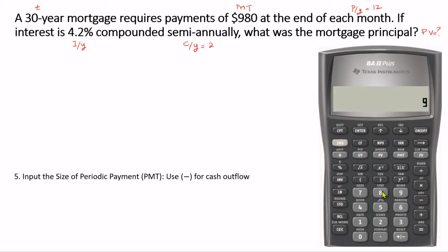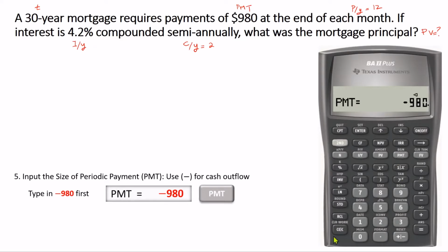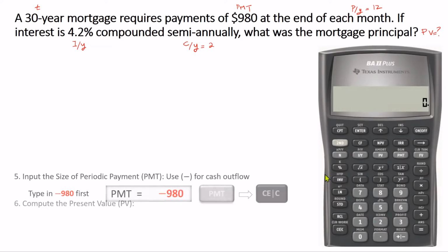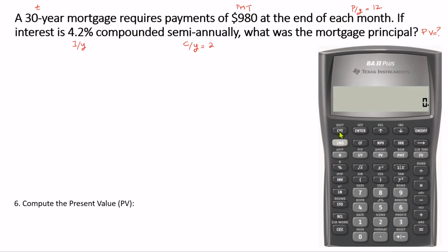We type in 980. Now in loans, the payments are considered cash outflow and then should be entered as a negative number. So we change the sign with the sign key here to negative, and then we press PMT. We press clear, and finally we get to computing the present value. In order to do that, we press the CPT key or compute button, and then we press PV.